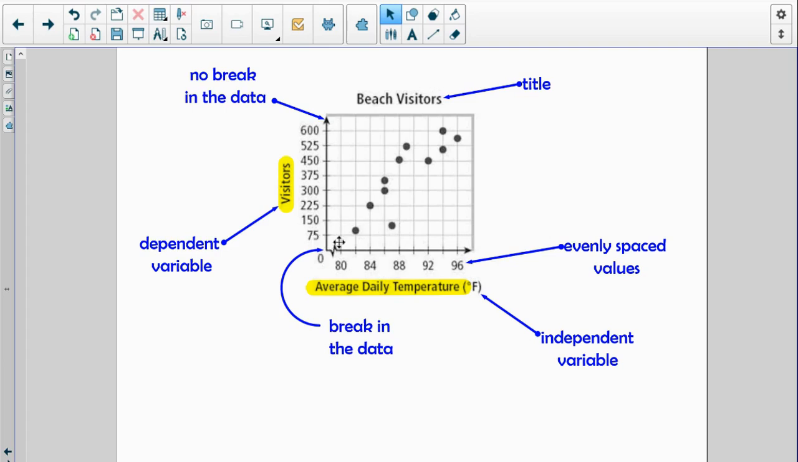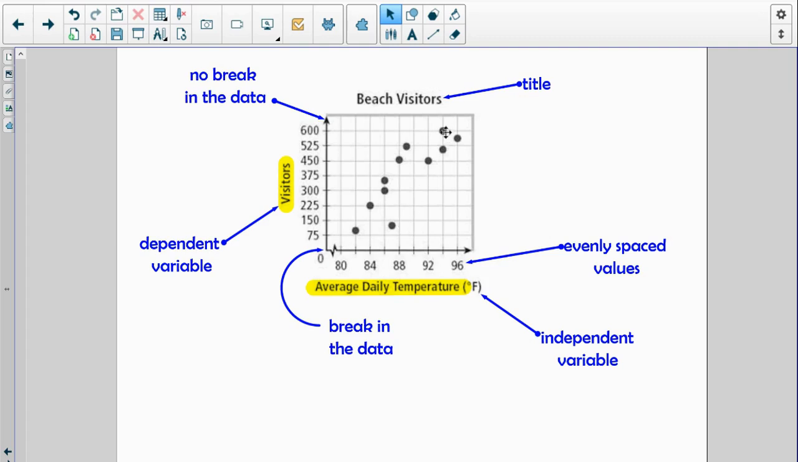Now there's this little symbol here that I like to call a little lightning jolt, or like what you see on a heart monitor in a hospital. What that is, is a line break. It's a break in the data. And the reason for that is if we were to go from 0 to 100, counting by 2s, your graph would have to be 50 squares wide across.